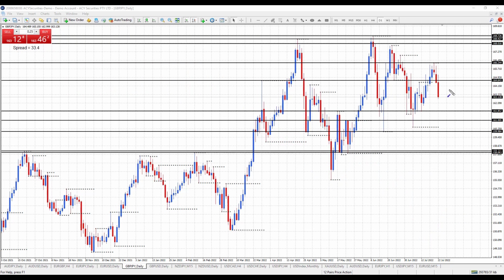Alright traders, on to pound yen daily chart. Now this pair is very range bound. It keeps moving above and then failing at this 164.64 daily resistance level. We'll move above and then we'll move back below. So we may at the start of the week have a rally back up to that level.